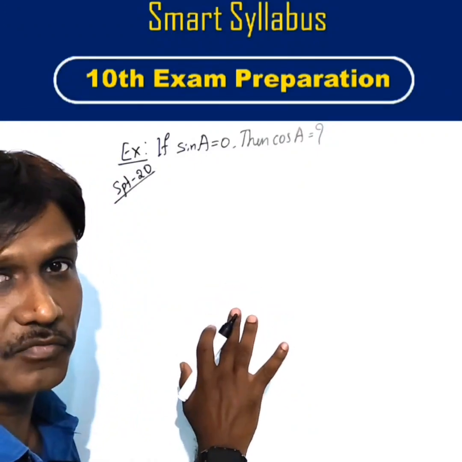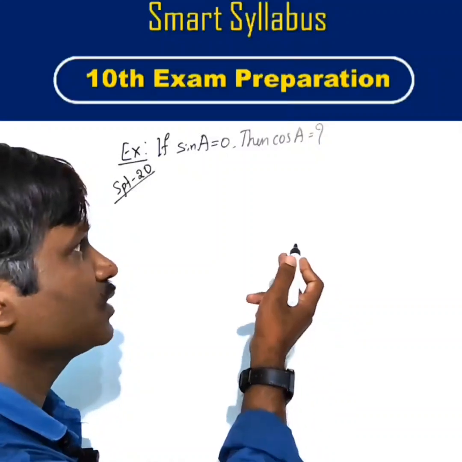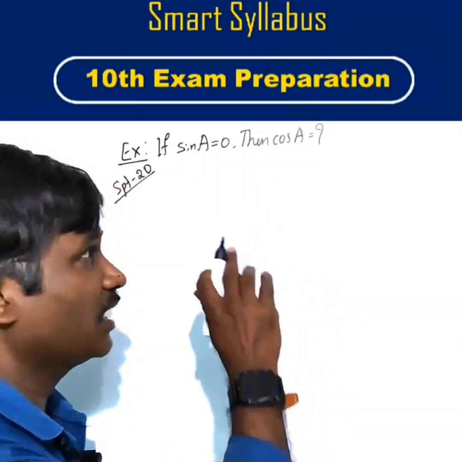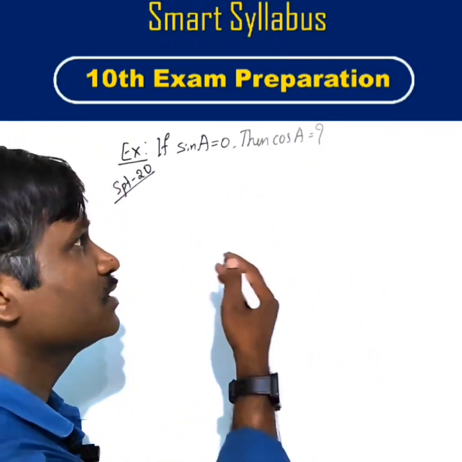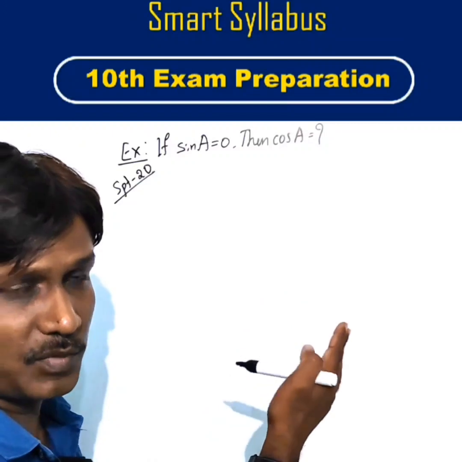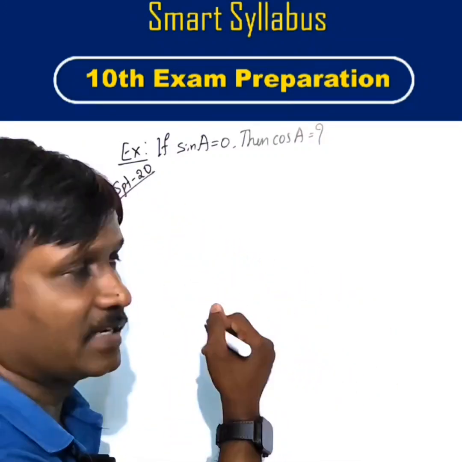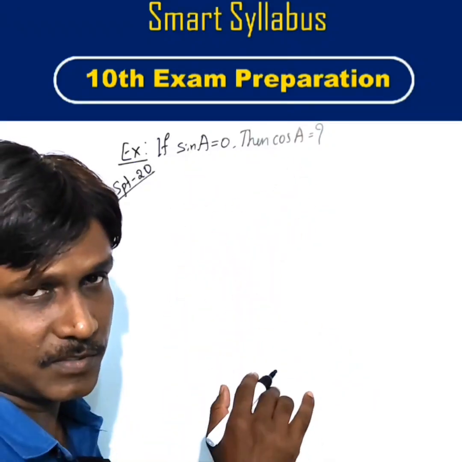Okay, out of that this is the first question. If sine A is equal to 0, then what is cos A? Isn't it a strange question? Sine A value is given, that is 0, and cos A is asked. So suddenly in the beginning students will get confused. This question was asked in the September 20 board examination of 10th standard. So what is the link between sine and cos? That you have to analyze first.